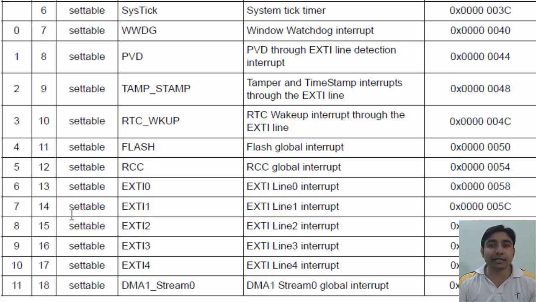That means EXTI line 0 has higher priority than EXTI line 1 because 13 is smaller than 14, and the same for EXTI line 1, which has a higher priority than EXTI line 2, and so on. Now in the next column you can see that all are settable. That means you can change this priority value in your program. So you could make EXTI line 1 higher priority than EXTI line 0.